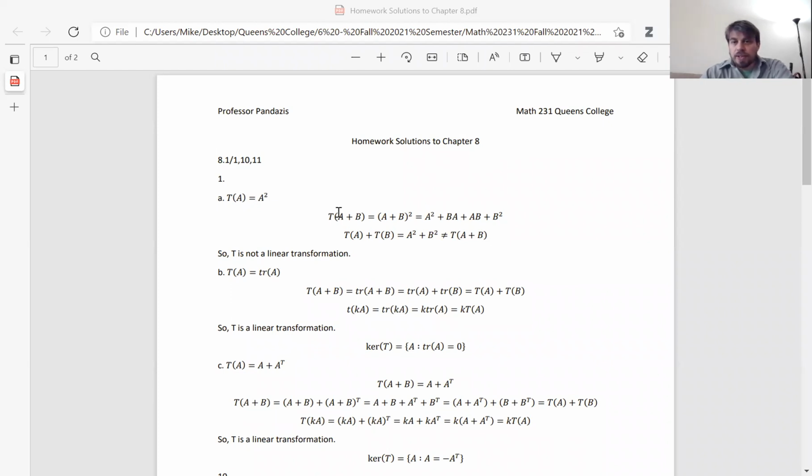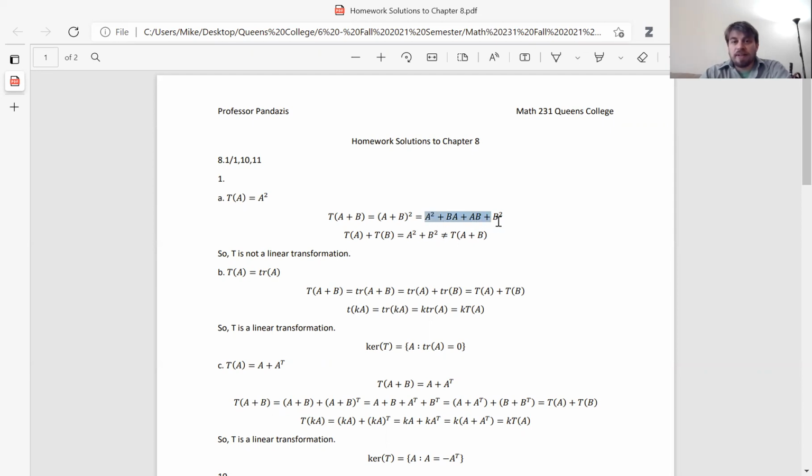And so I want to check this. T of A plus B is equal to (A plus B) squared, which is equal to A squared plus BA plus AB plus B squared. Matrix multiplication is not commutative, and so BA is different than AB in general. Doesn't have to be equal. T of A plus T of B is equal to A squared plus B squared.